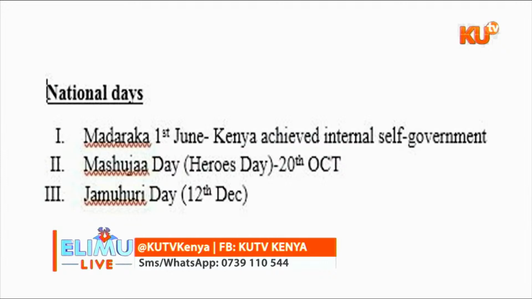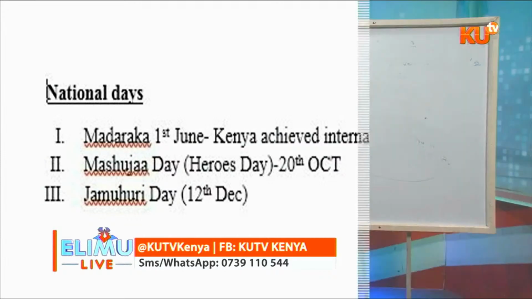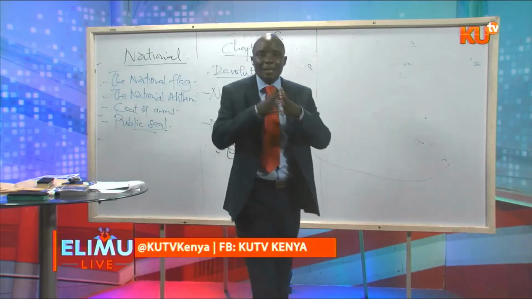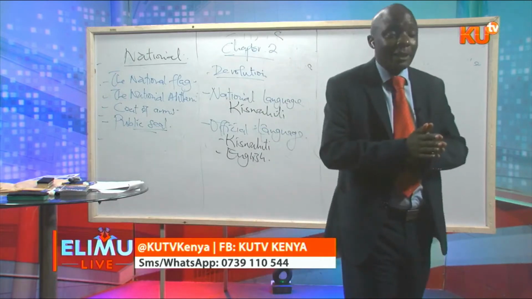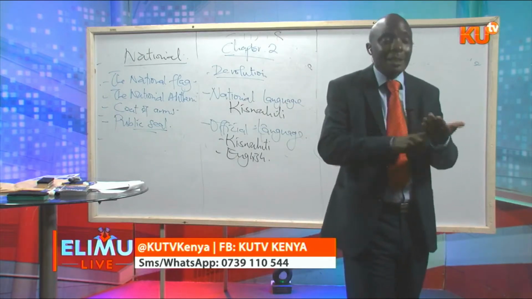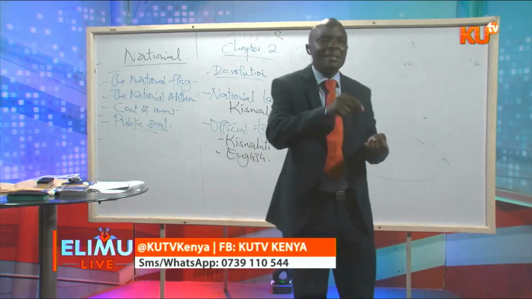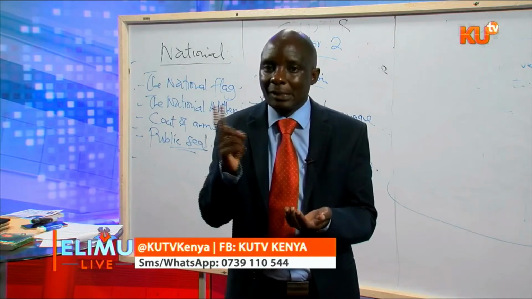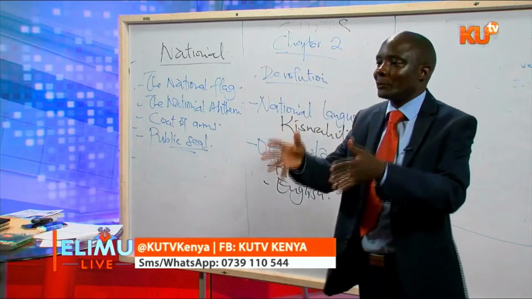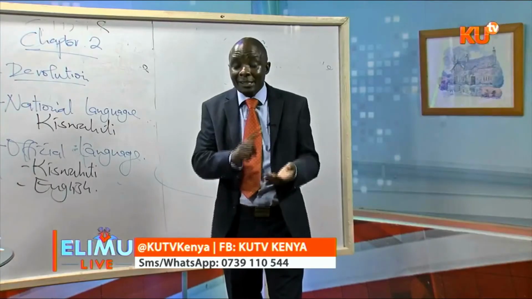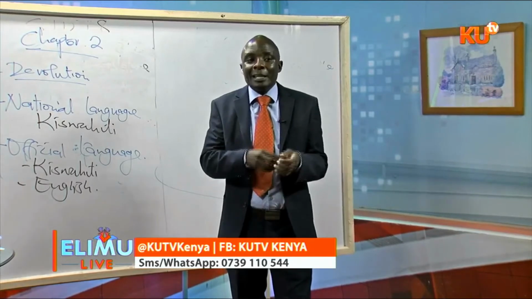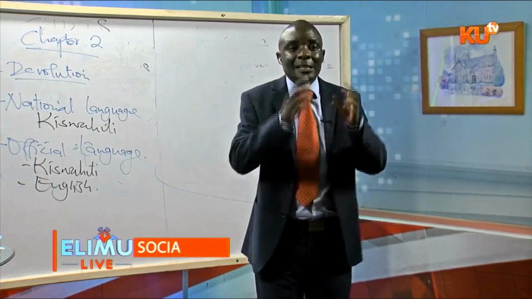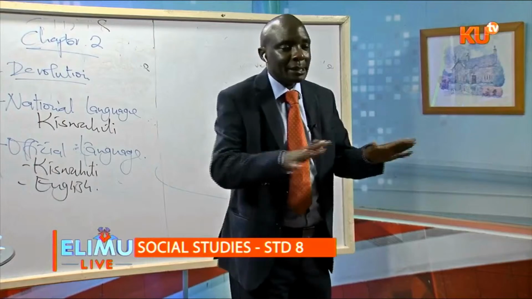And the question is, do you know what they are about? I've seen this question in KCPE or in other exams, whereby you are going to be told what happened on this particular day. When you talk about Madaraka Day, that's when Kenya got internal self-government. That's very important. Not independence. And this one happened first. I want to take these dates very seriously. 1st June 1963, Kenya got internal self-government. Independence followed after 6 months. 12th December 1963, Kenya became independent.